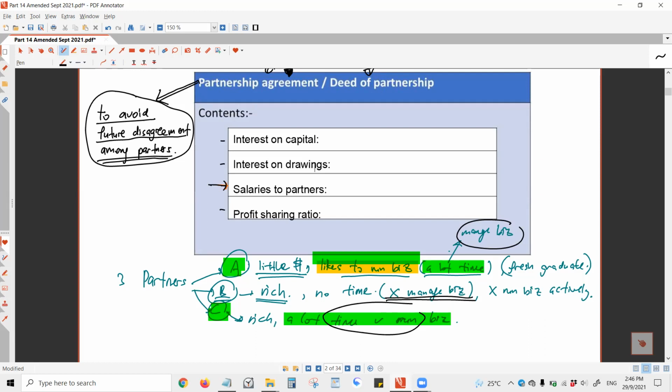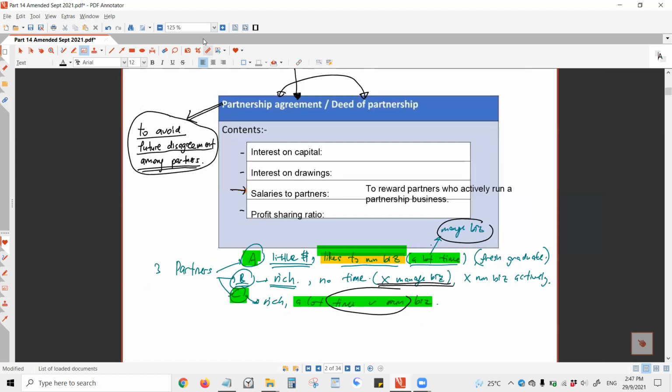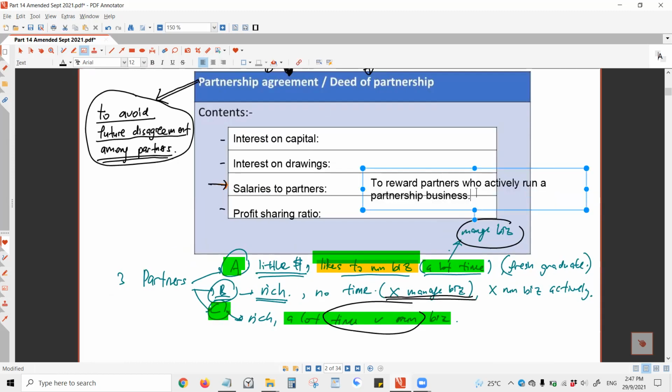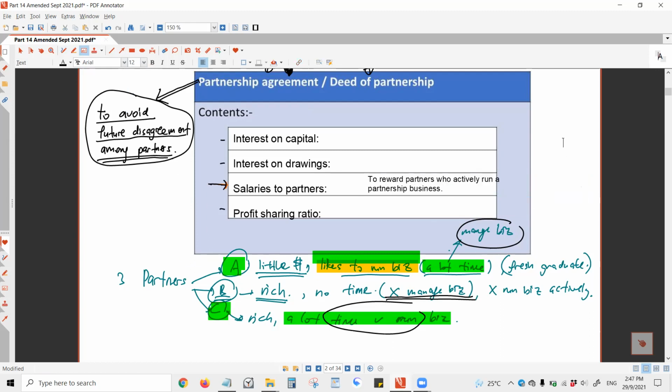Now you write together the reason for each of these contents. To reward partners who actively run a partnership business. Actively means having a lot of time in running the business, spending a lot of time, very actively running it. So logically they should get extra reward, right?